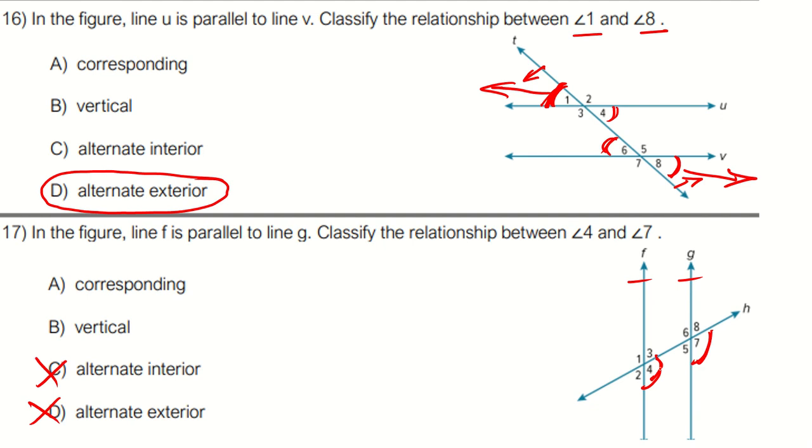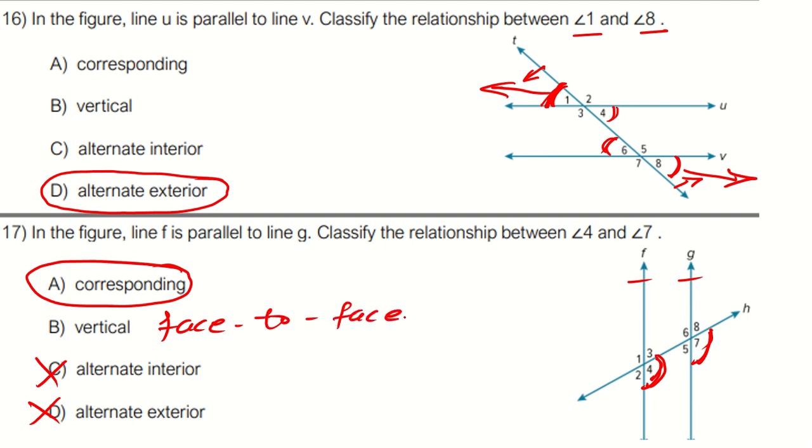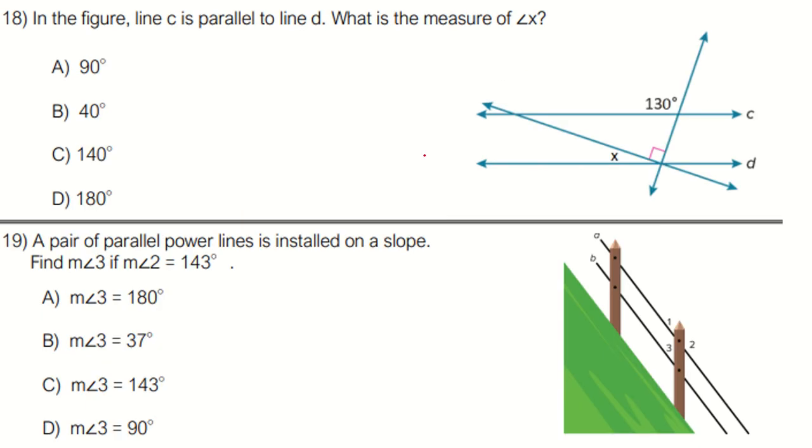Now you can see when they have the same place, different position, that type of angles are called corresponding angles. Okay. And vertical angle means, as I told you before also, face to face angle, like this, or opposite angles. Okay, like this.